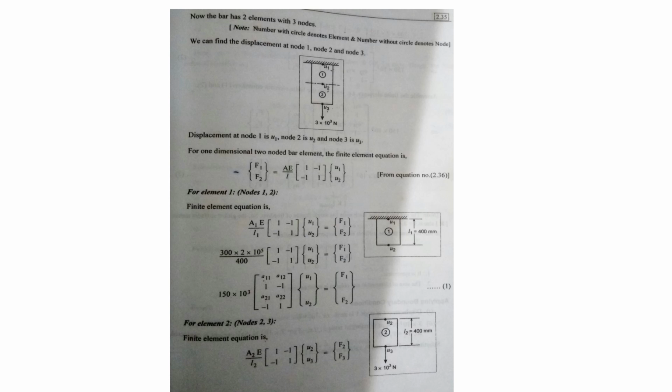We will substitute these equations. We substitute the values of element number 2 in this equation. Substituting the values of element number 2, 300 into 2 into 10 raised to 400. Same values as element number 1. U2, U3, F2, F3. Simplifying, we will get again 150 into 10 raised to 3.